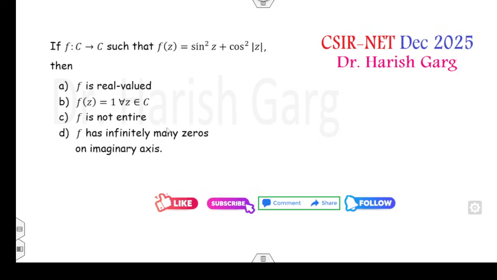So let's start with the first question. F is a function from C to C such that f(z) is sin square z plus cos square mod of z. देखिए बच्चों, आपको ये सब लिखने की जरूरत नहीं है, आप सब कुछ कैलकुलेशन दिमाग में कर सकते हो. मैं एक्सप्लेन कर रहा हूं इसलिए I will write everything.